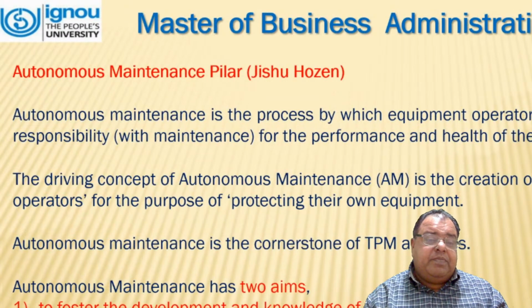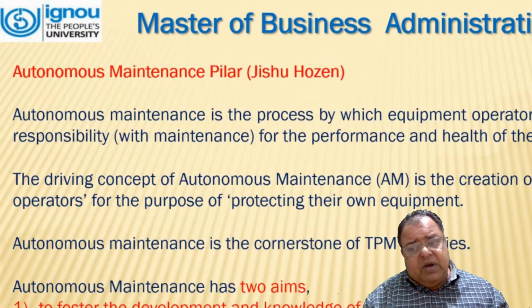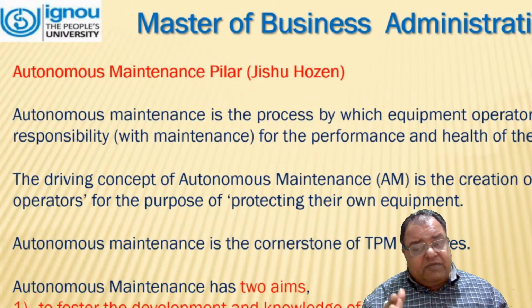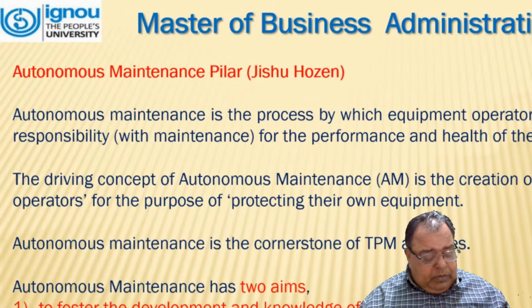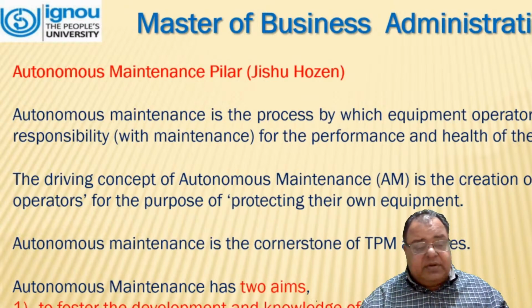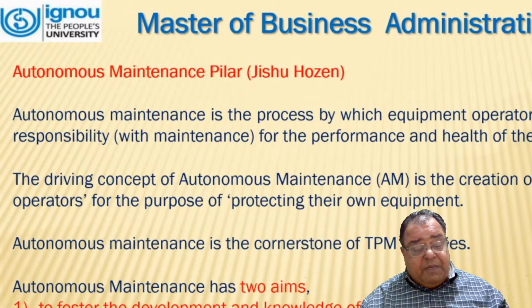Autonomous maintenance pillar. Autonomous maintenance is the process by which equipment operators accept and share responsibility with maintenance for the performance and health of their equipment. The driving concept of autonomous maintenance is the creation of expert equipment operators for the purpose of protecting their own equipment. Autonomous maintenance is the cornerstone of TPM activities. It has two aims: to foster the development and knowledge of the equipment operators and to establish an orderly shop floor where the operator may detect departure from optimal conditions easily.